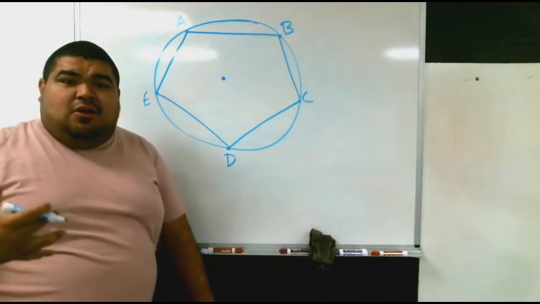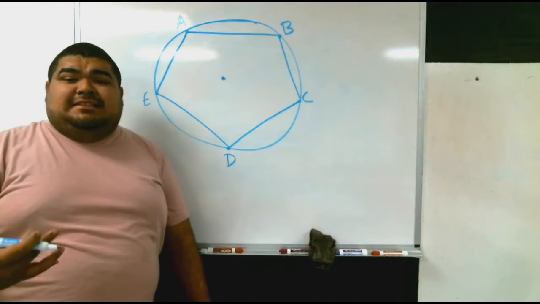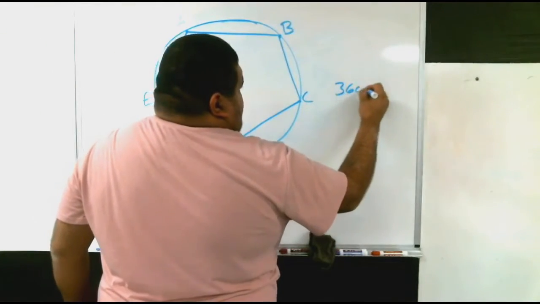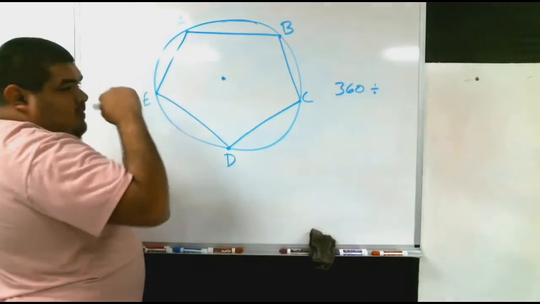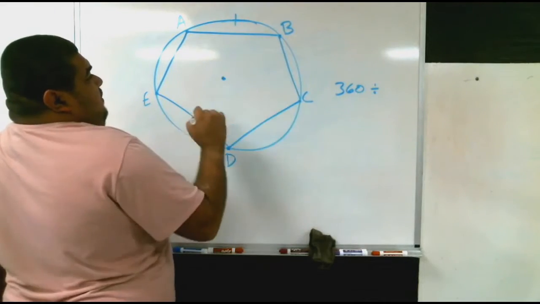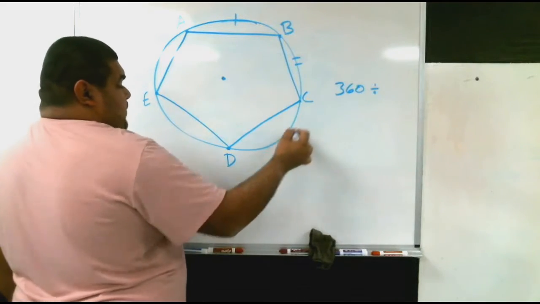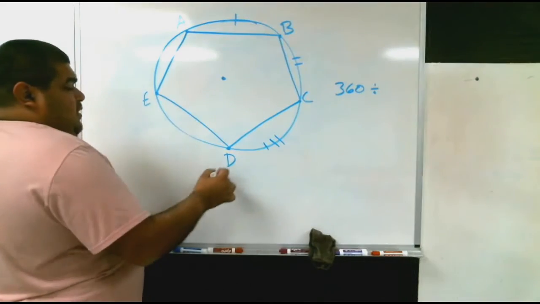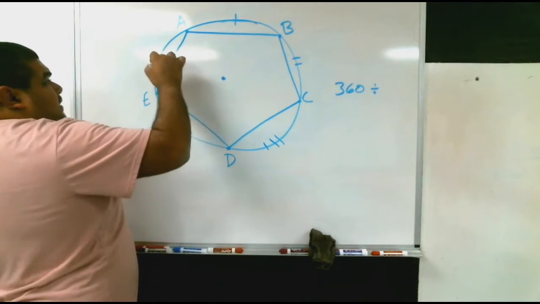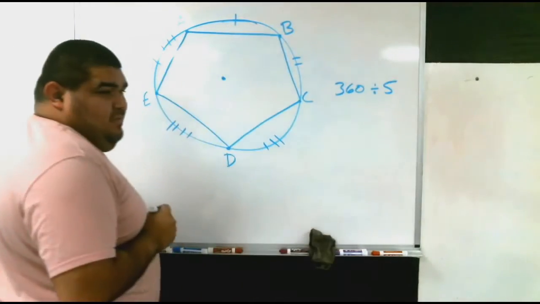Again, all we have to do is find out how many arcs we're dealing with, how many pieces, and then we divide it from 360. So you have 360 again, divided by how many pieces are we dealing with this time? Let's count. We have 1 from A to B, 2 from B to C, 3 from C to D, 4 from D to E, and finally E to A is 5. So we have 360 divided by 5.